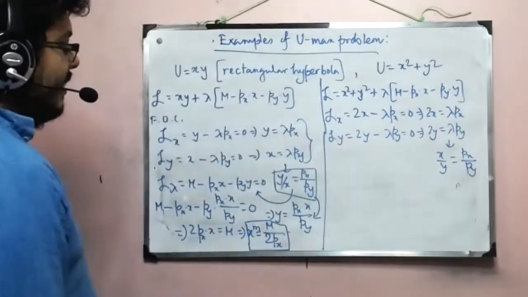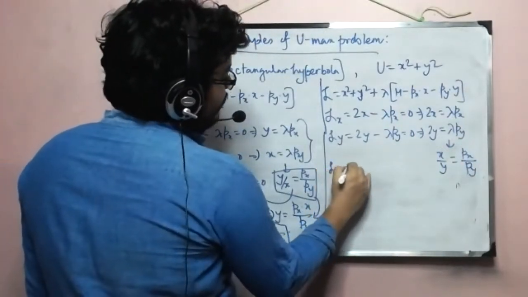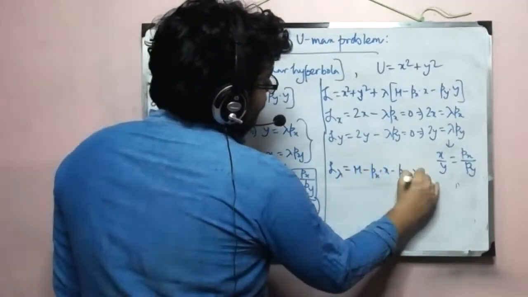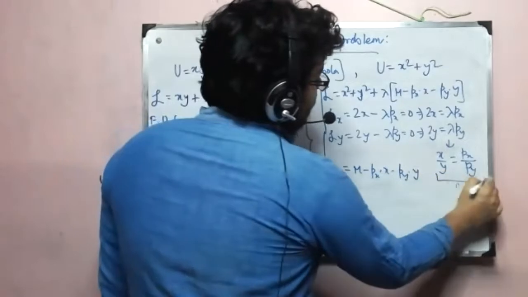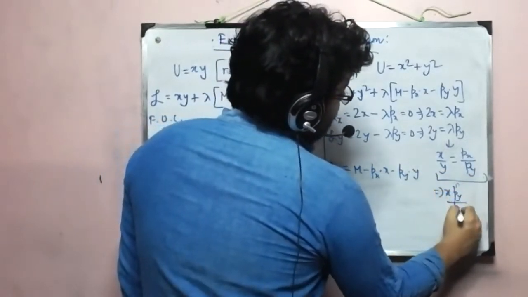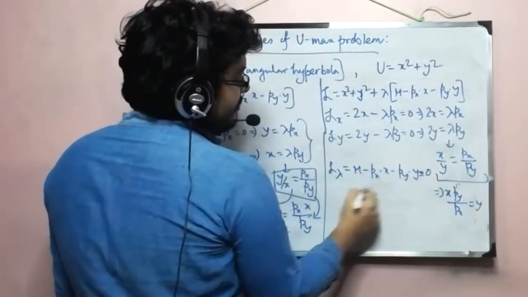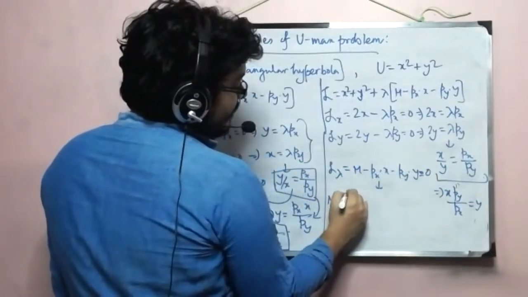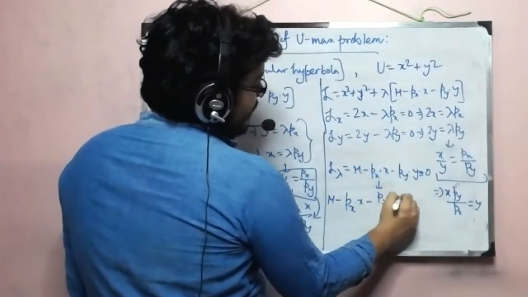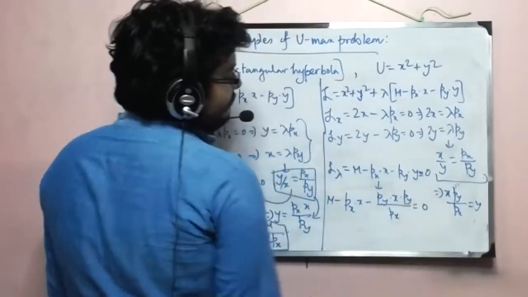Okay. All right. Now, if I go to L lambda, then it will be m minus px x minus py y. And then from this one, I will get that x py by px will be y. So if I put it here, this will be equal to 0. So if I put it here, so it will be m minus px x minus py into x into py by px equal to 0.